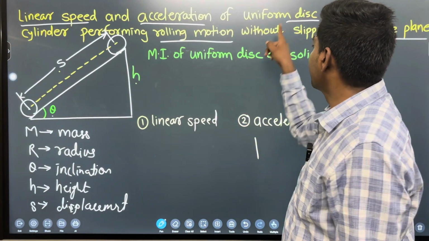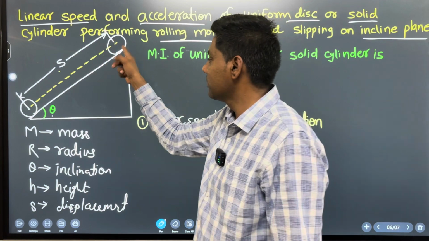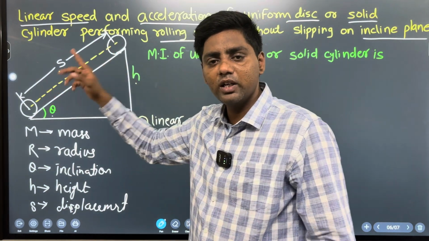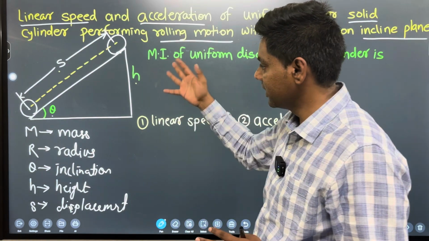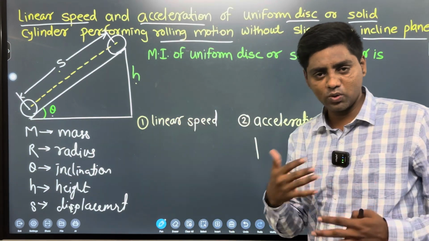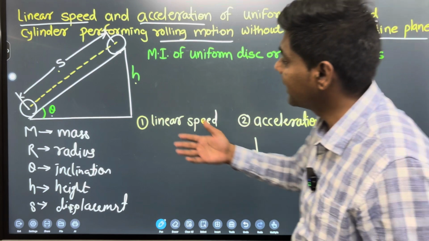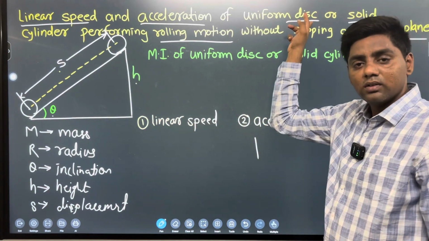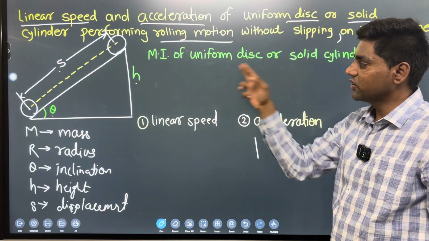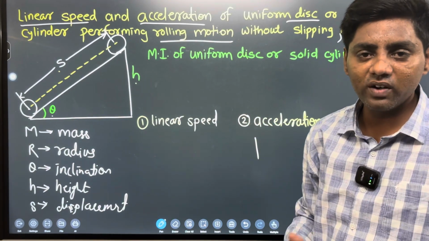What happens? Whenever we take the uniform disc and roll it down from here, it performs both translational as well as rotational motion. So whenever it performs both, we can calculate the linear speed and acceleration of the disc or solid cylinder just by using the formula of moment of inertia.